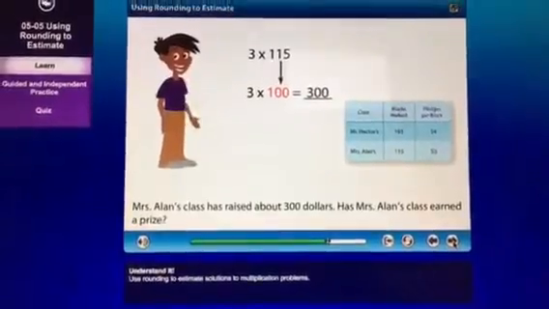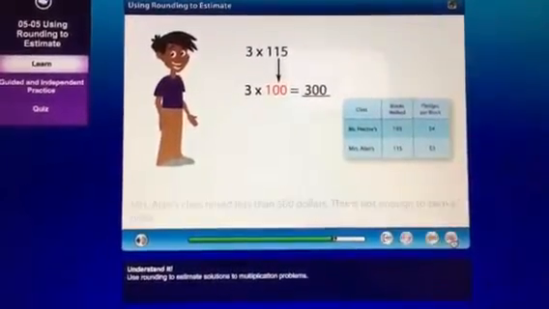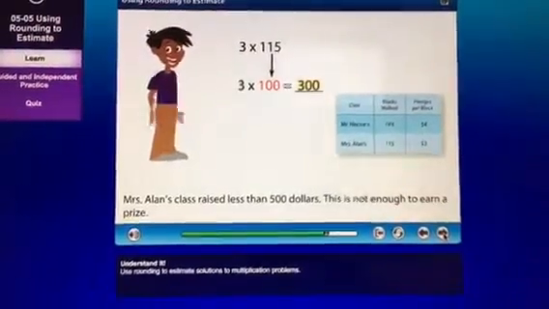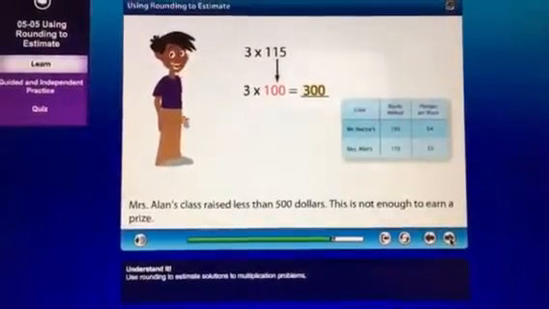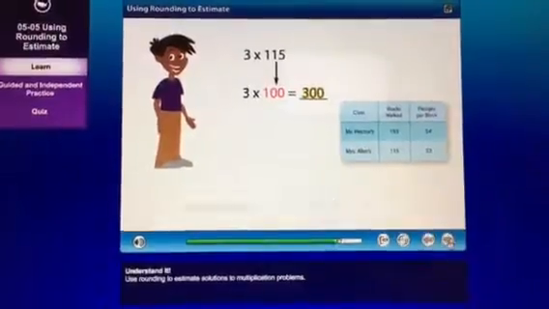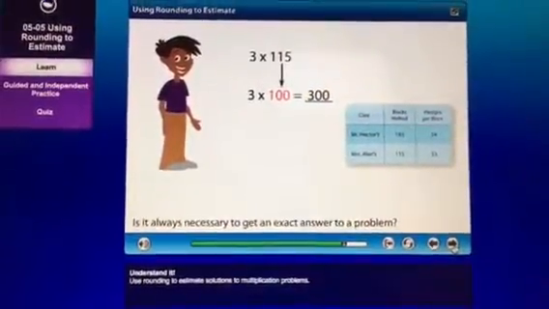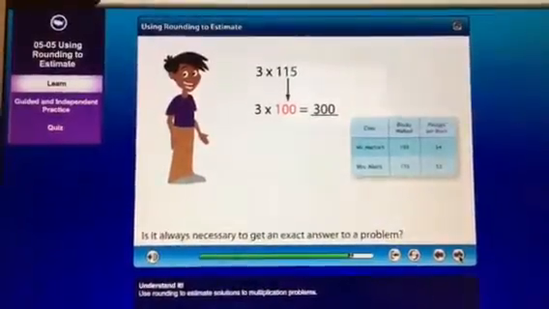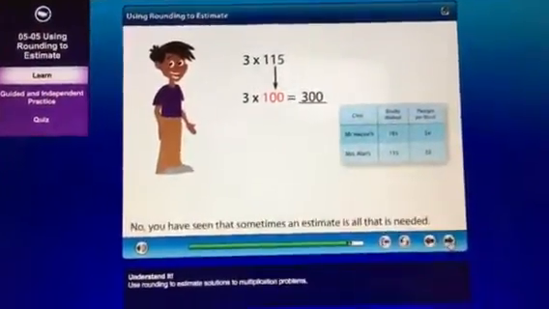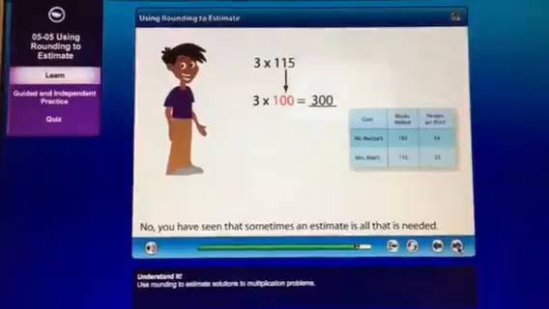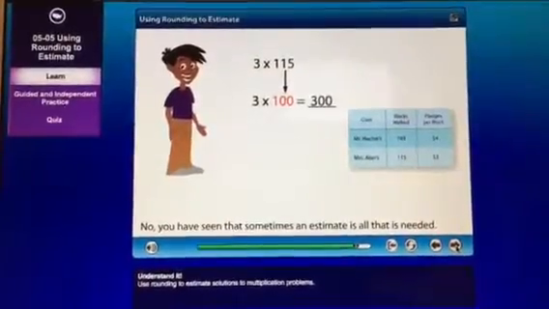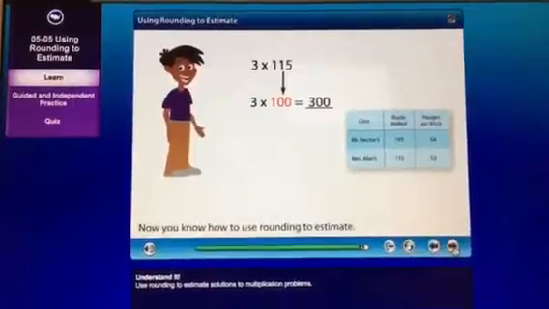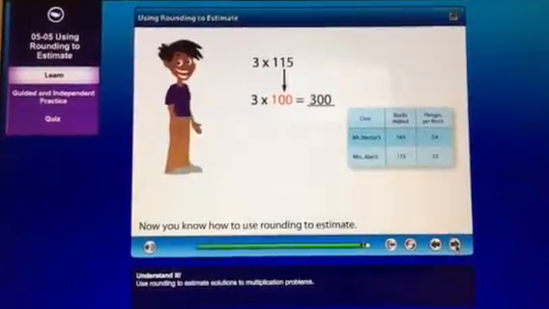Has Mrs. Allen's class earned a prize? Mrs. Allen's class raised less than $500. This is not enough to earn a prize. Is it always necessary to get an exact answer to a problem? No. You have seen that sometimes an estimate is all that is needed. Now you know how to use rounding to estimate.